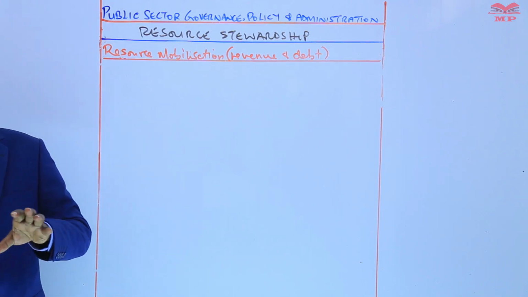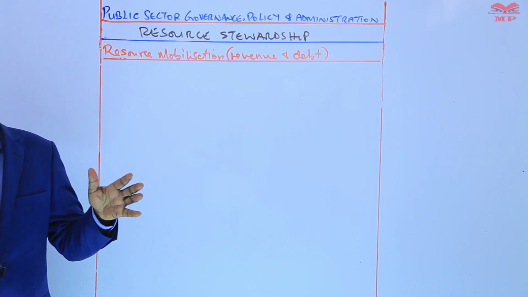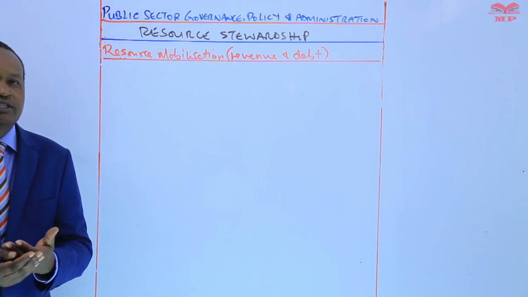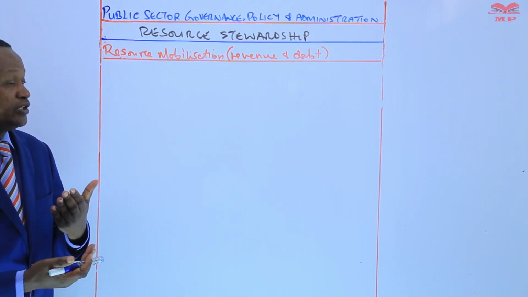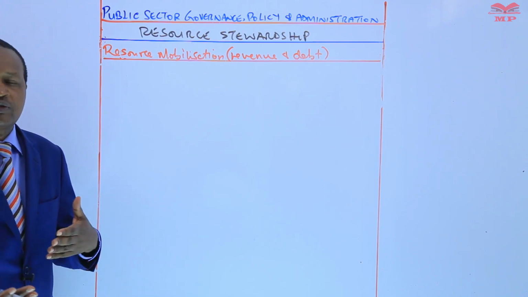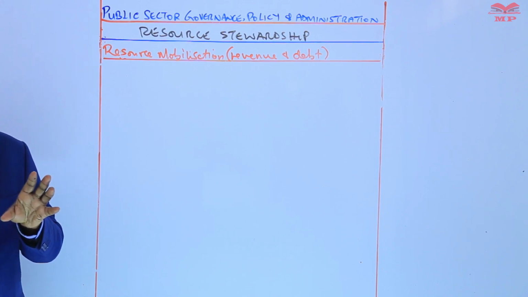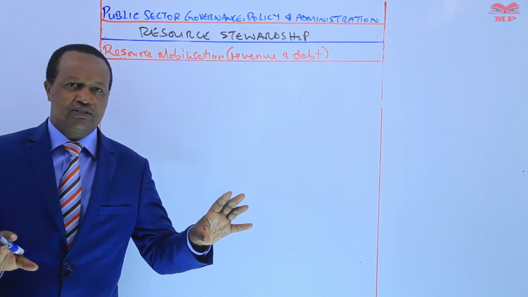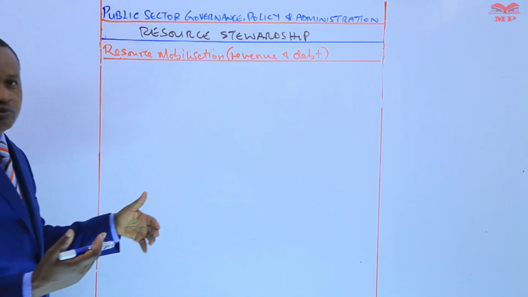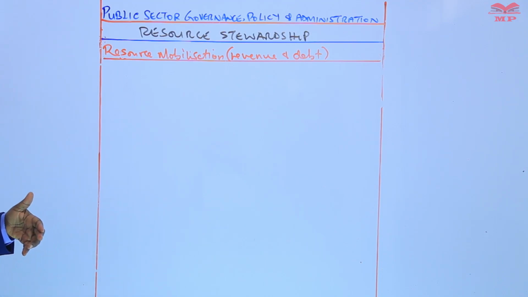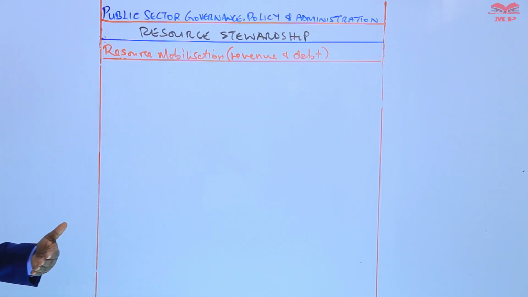So to resource mobilize is to obtain financial resources that are necessary to fund activities of the organization, whether it is a company or a government and so on. It involves both generating revenue and managing debt effectively. So the syllabus requires us to look at revenue. So in this lesson, we are going to outline the key sources of revenue for the government.